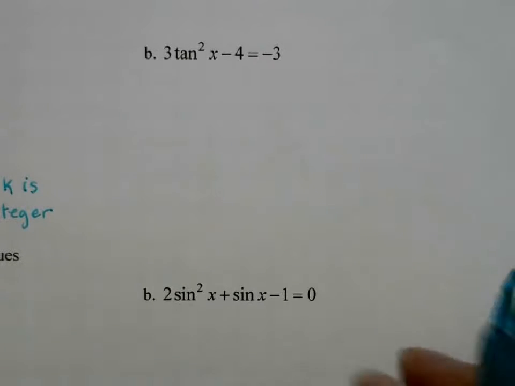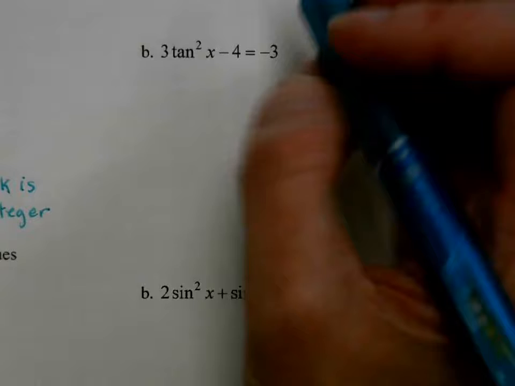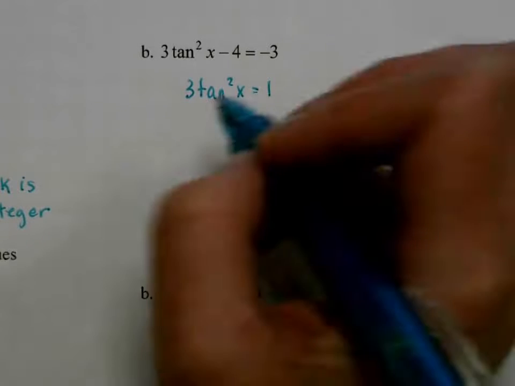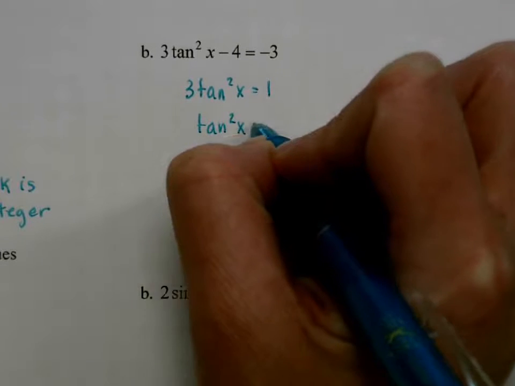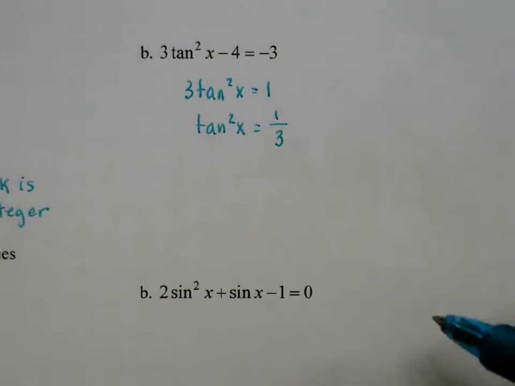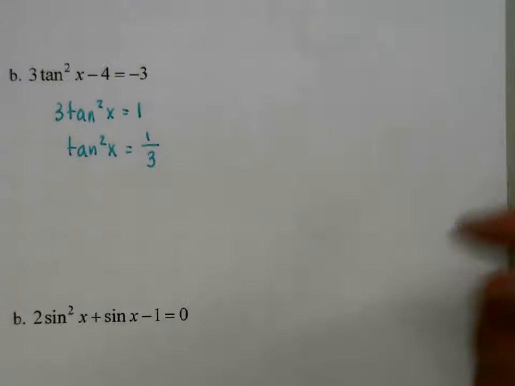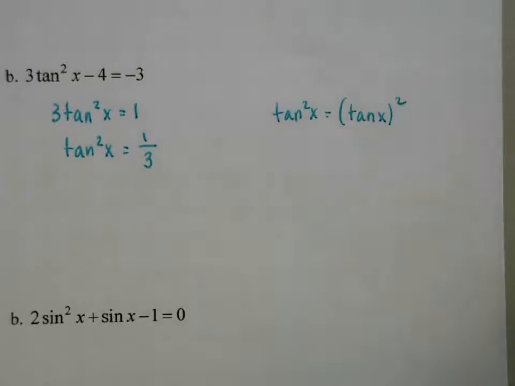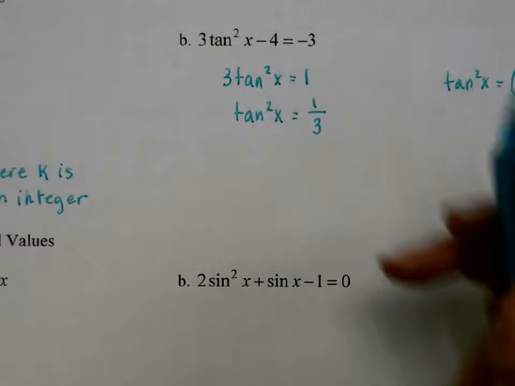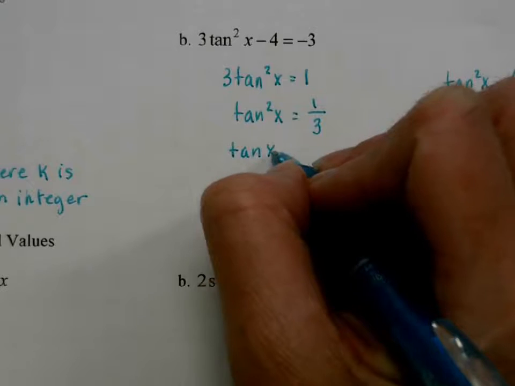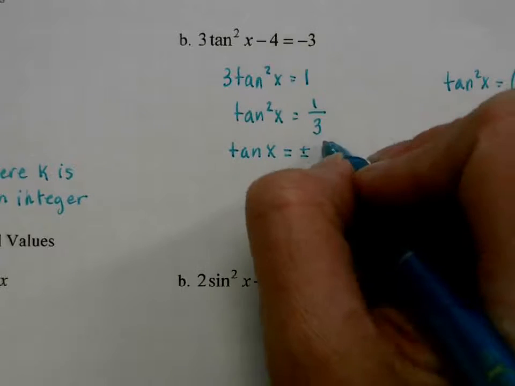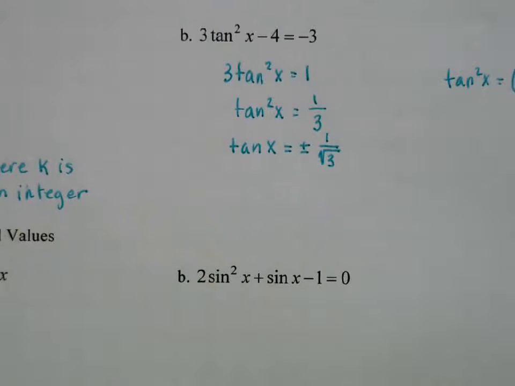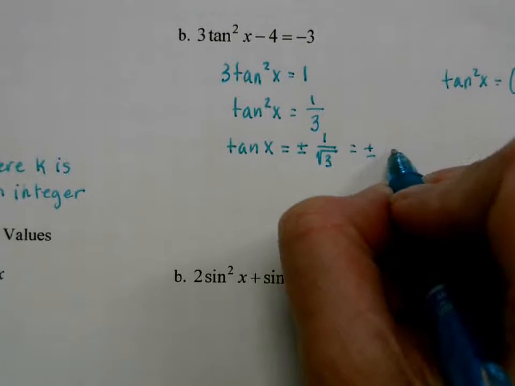Here, again, I'm going to treat tangent like it's its own squared. I'm going to add 4, so negative 3 plus 4 is 1. So tangent squared is 1 over 3. And then I'm going to take the square root, because this notation, in case you weren't aware, tangent squared x, is specific notation for tangent of x, squared. So I'm going to take the square root, but when I take the square root, we're going to have plus or minus the square root of 1/3, which would be plus or minus 1 over root 3, or if you prefer, plus or minus root 3 over 3.